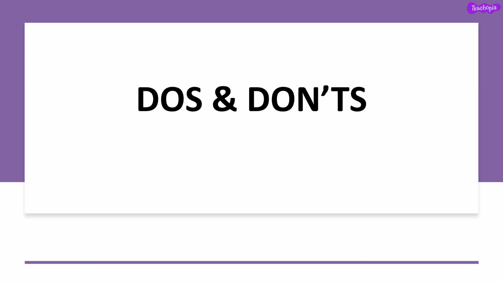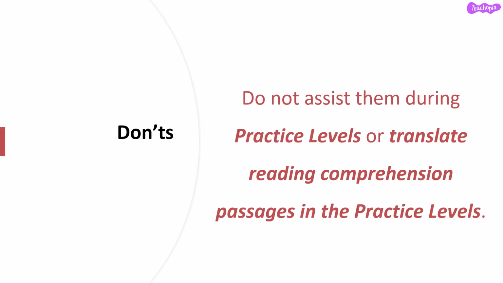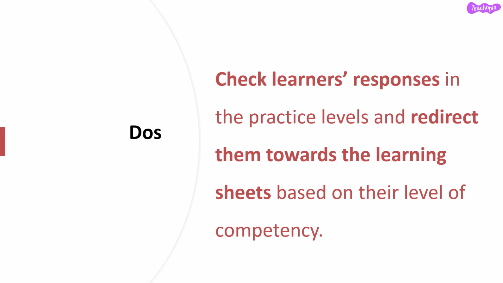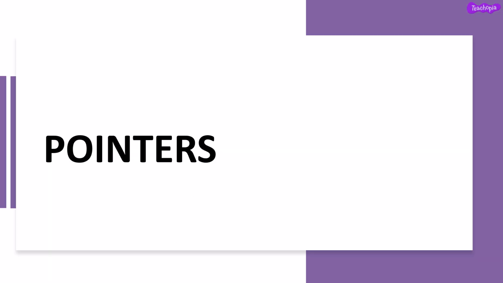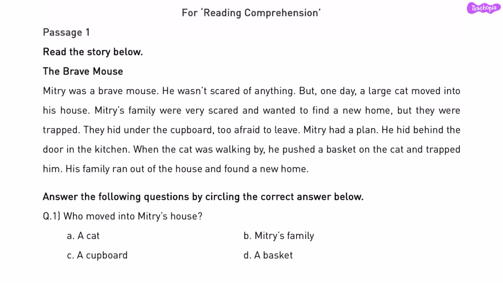Some do's and don'ts. Ensure you do not assist them in the practice levels or translate reading comprehension passages given in the practice level at all. Check learners' responses in the practice levels and redirect them towards the appropriate learning sheets based on their level of competency. Here are some pointers on how you can do this.